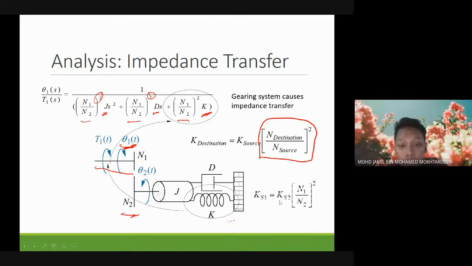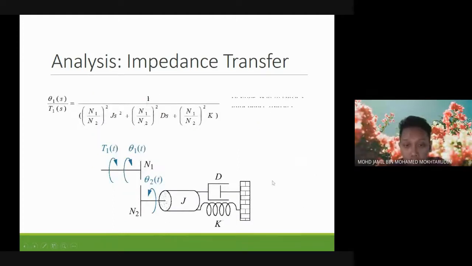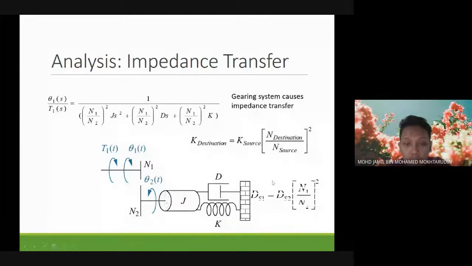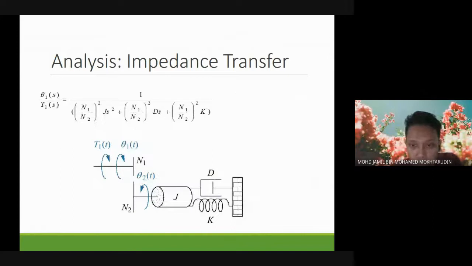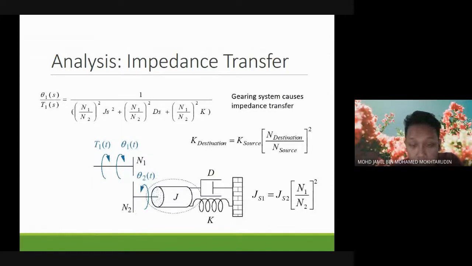Similar to the damper, we transfer it to theta 1, so it becomes the source, and theta 1 is the destination. So to find the new impedance, you just multiply D with the gear ratio, N destination over N source, squared. And lastly, similar to J, the inertia J.